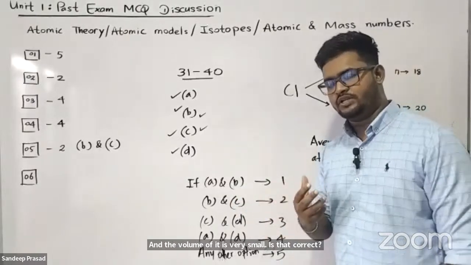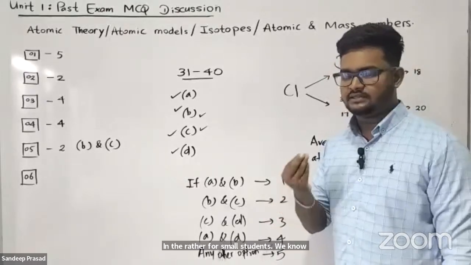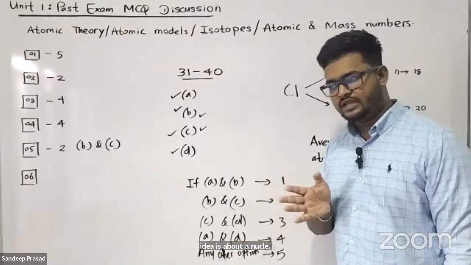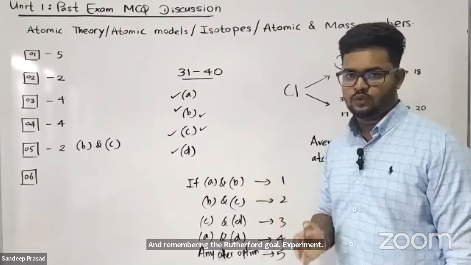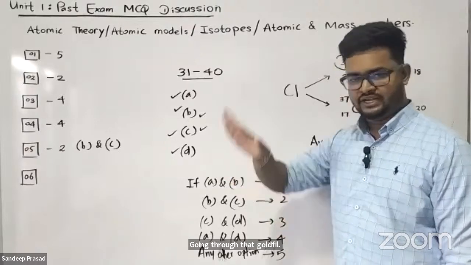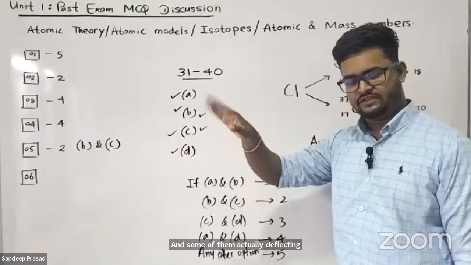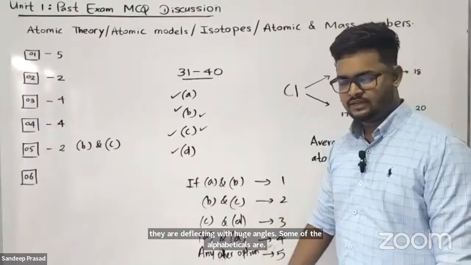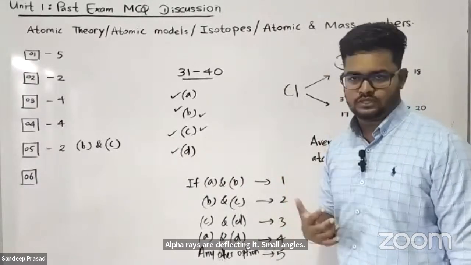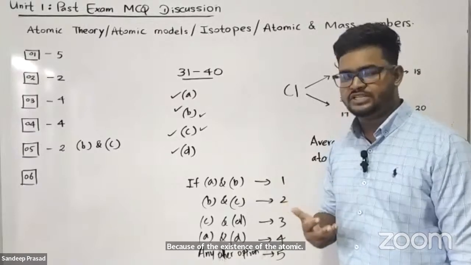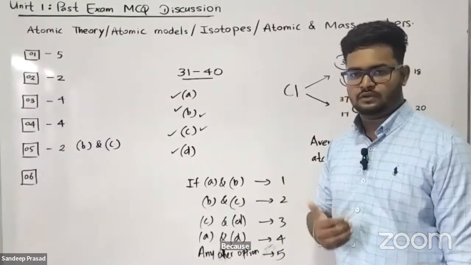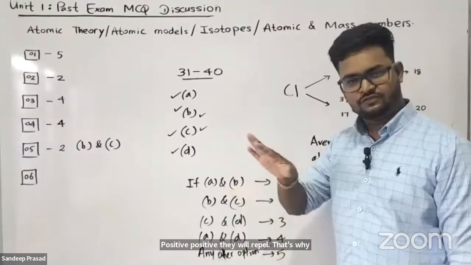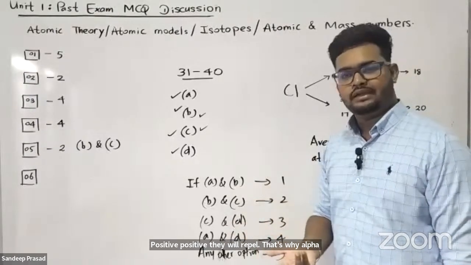In Rutherford's model, students, we know that the main idea is about the atomic nucleus. You remember in the Rutherford gold foil experiment, some of the alpha particles went through the gold foil and some of them were deflected, right? Some deflected with huge angles, some with small angles, because of the existence of the atomic nucleus. Because alpha particles are positively charged, when they meet the positive atomic nucleus, they repel. That's why alpha particles deflect with large or small angles.